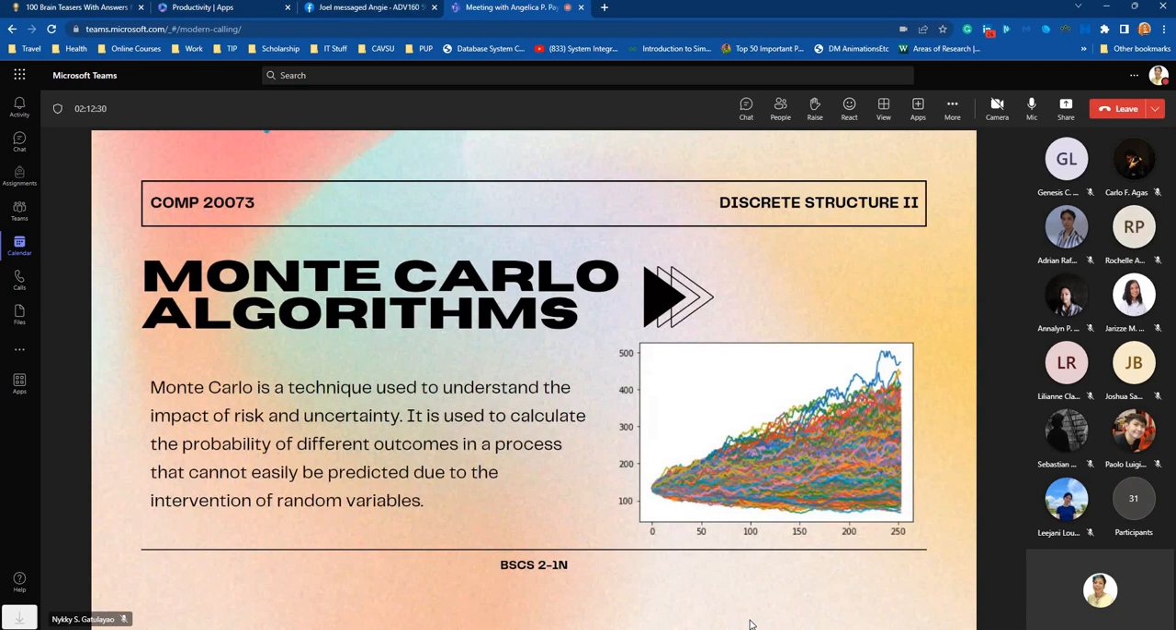So, am I audible po? Yes. So, ang next po is Monte Carlo algorithm. So, what is Monte Carlo algorithms? Monte Carlo is a technique used to understand the impact of risk and uncertainty. It is used to calculate the probability of different outcomes in a process that cannot easily be predicted due to the intervention of random variables. So, it is a test of probability and iterations. So, basically, ayan yung Monte Carlo. Next slide.